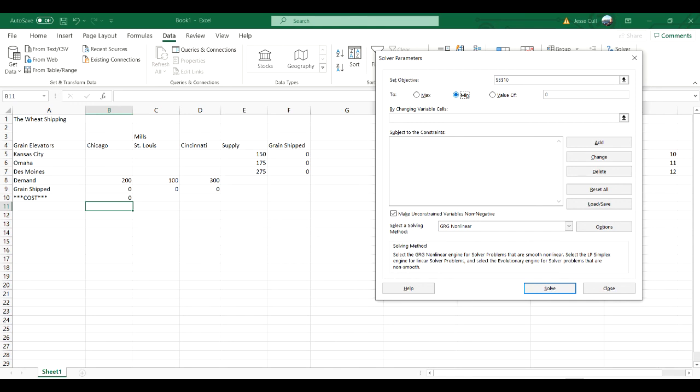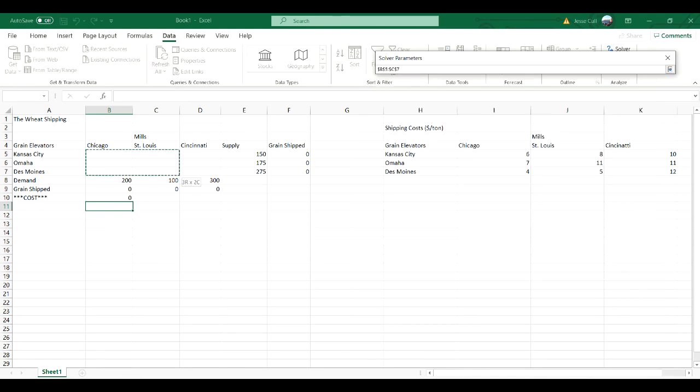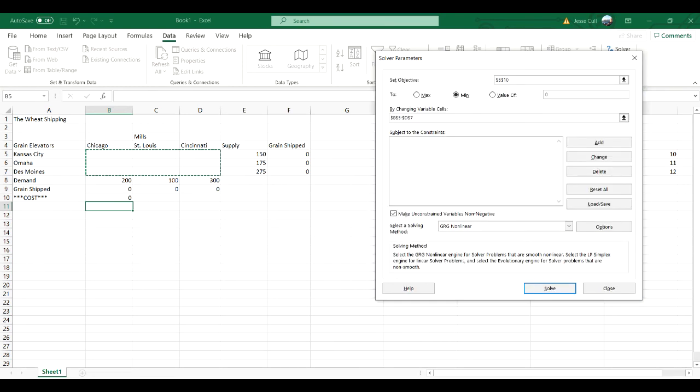Now, changing variable cells in this situation, all we're doing is indicating to the computer which 9 cells it should compute. Which 9 cells should it run permutations of? Very simply, we select these 9. Done. B5 to D7. We're going to set it to simplex LP as we always do. And now the last step is adding in our constraints.